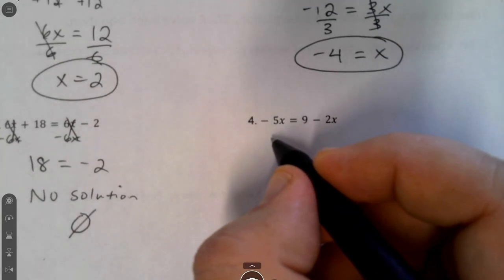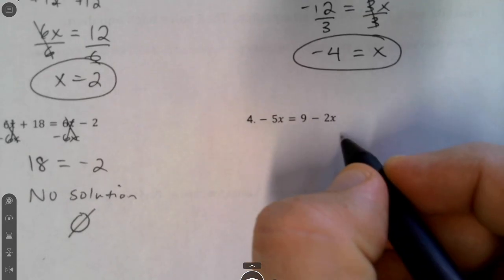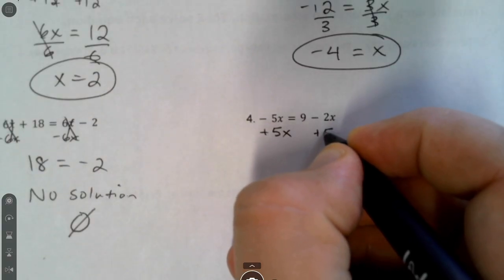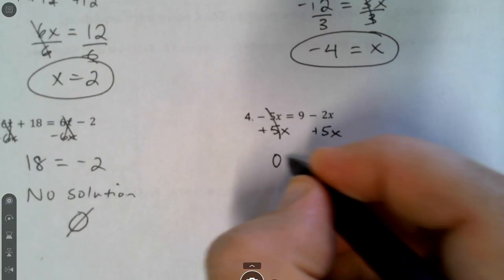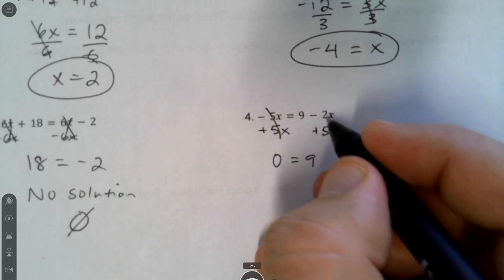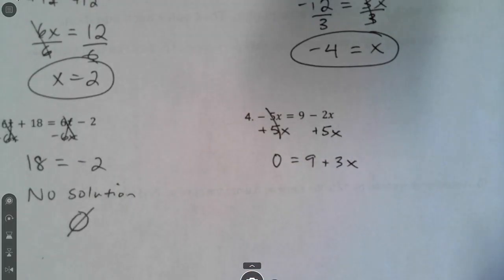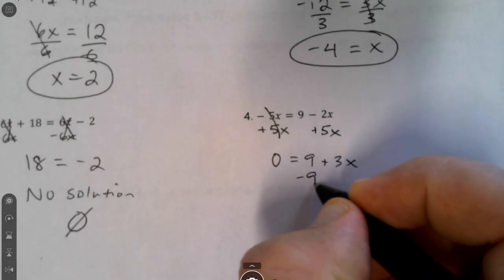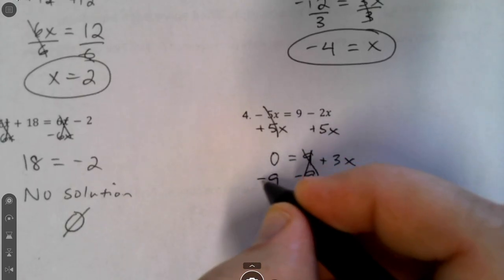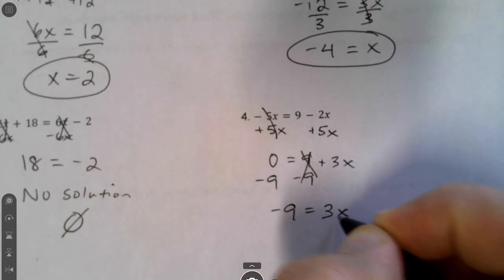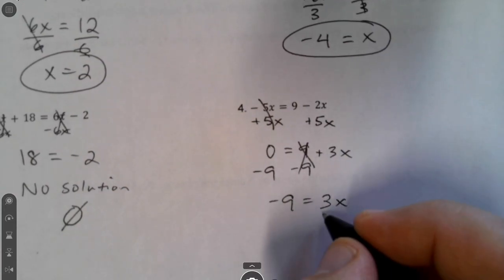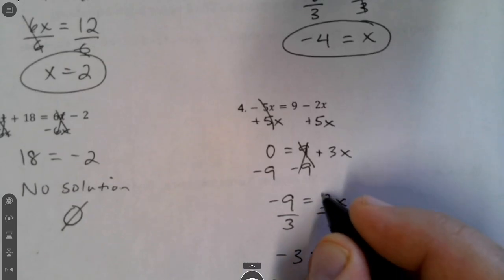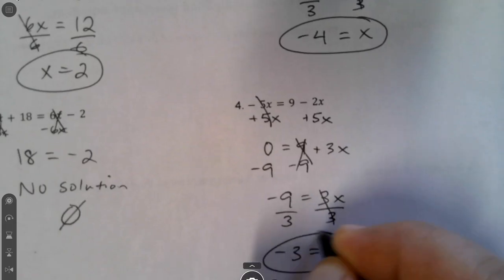Okay, number 4. We have variables on both sides. I'm going to choose to add 5x to both sides. You could add 2x to both sides and still get the correct answer. We get 0 equals 9. Negative 2 plus 5 is positive 3x. Step 2 is to get rid of the constant. So when you get rid of this 9, it's a positive 9. So I'll subtract 9 from both sides. 0 minus 9 is negative 9. Now we divide both sides by 3. Negative 9 divided by 3 is negative 3. 3 divided by 3 is 1. So we get negative 3 equals 1x.